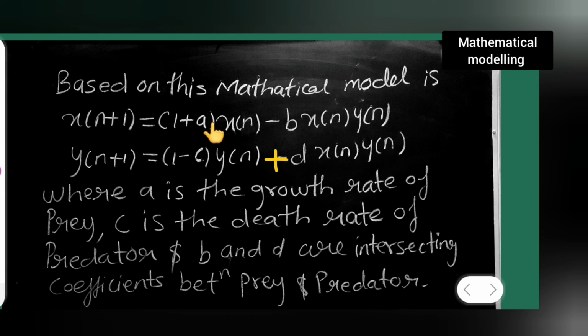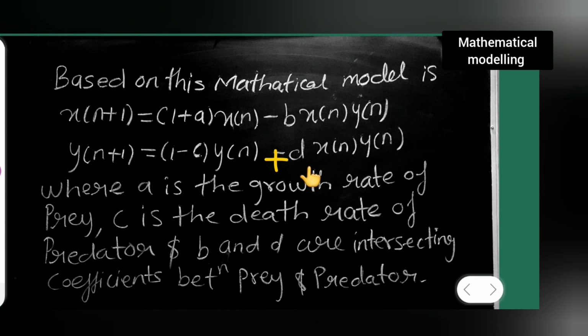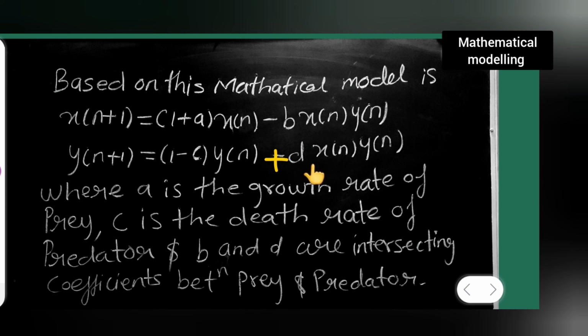What is a over here? a is the growth rate of prey and c is the death rate of the predator. And what are b and d? They are the interaction coefficients between prey and predator. So here I have given you all the explanation, where a is the growth rate of prey, c is the death rate of the predator, and b and d are the interaction coefficients between prey and predator.